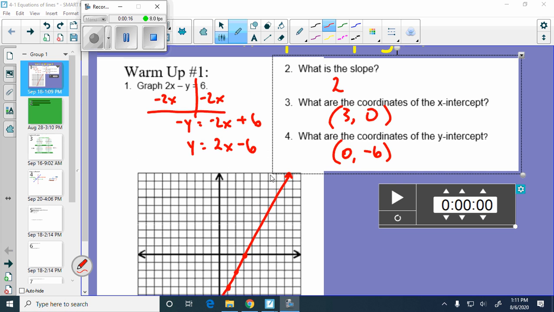So here's what I end up with. I solved this equation for y. Recall that that's what we have to do if we want to graph equations: solve them for y. The slope, which is frequently called m, is 2. The coordinates of the y-intercept might be easier for you. That's (0, -6). That's the number right here. y = mx + b.